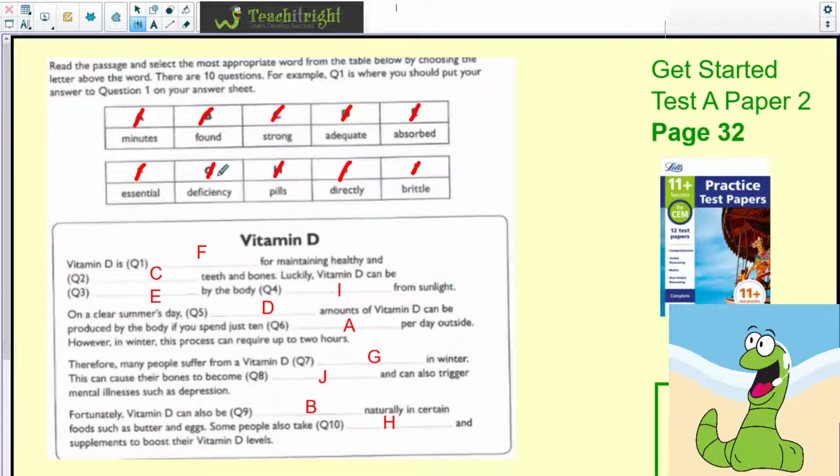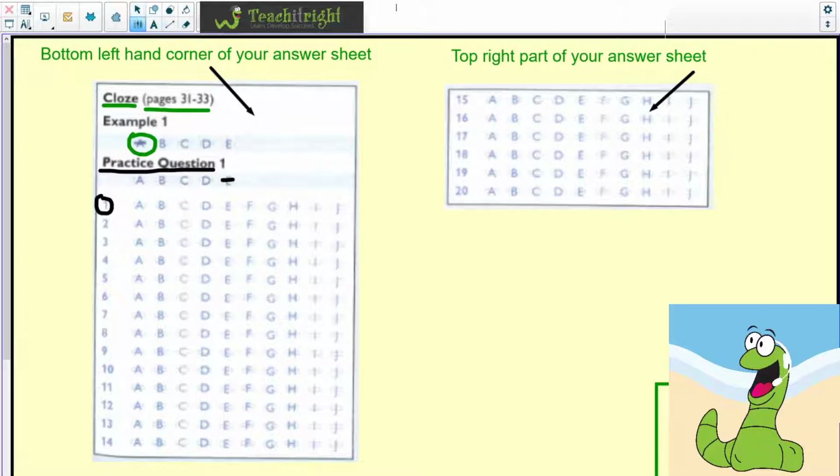So well done if you got all 10 there. So obviously you can go down and you can check, but you should have been putting these letters directly onto your multiple choice sheet. So just going back, the first one was F. So if we went to the multiple choice sheet, you can see we've got the options from A to J from the words at the top, and we would need to select F for question 1. Let's go back now and have a look at the second part.